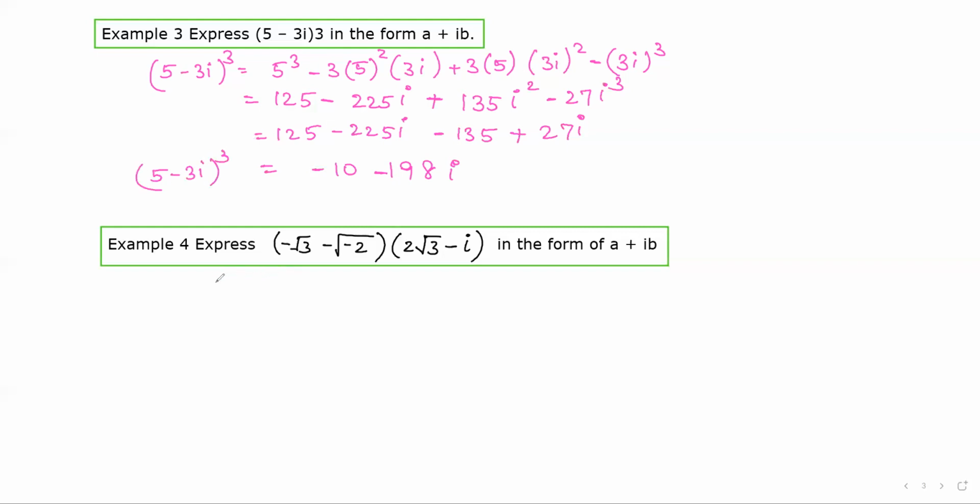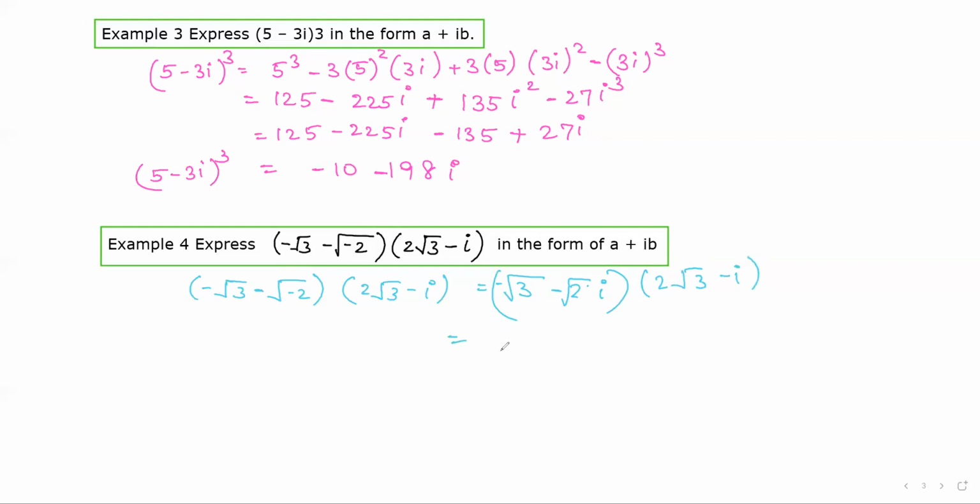Next. Express this in the form of a plus ib. So you have minus root 3 minus of root of minus 2 into 2 root 3 minus i. This is equal to minus root 3 minus a root of minus 2, which can be written as root 2 into i, because root of minus 1 is equal to i, in one bracket and 2 root 3 minus i in the other bracket. We'll have to multiply this.